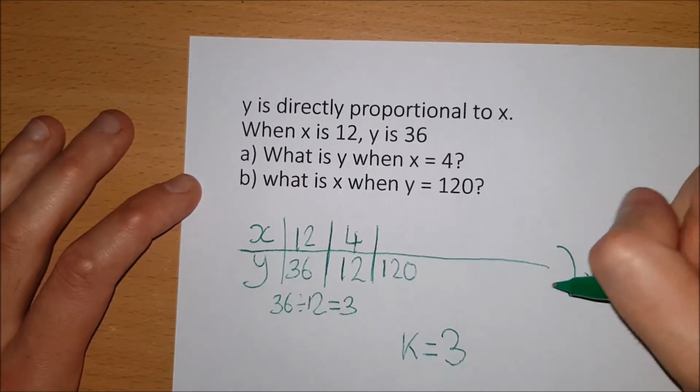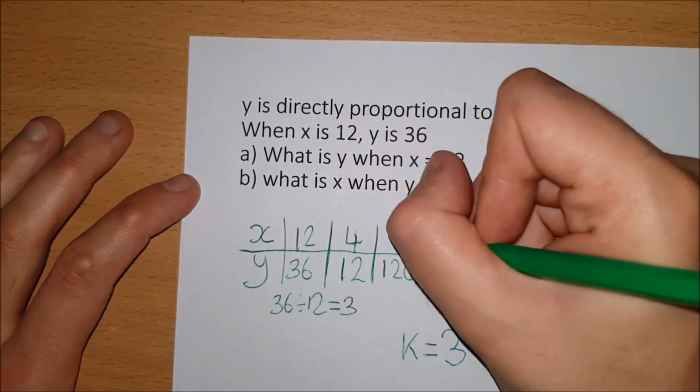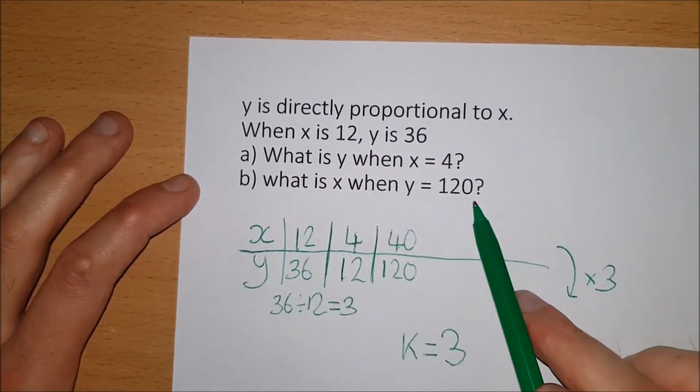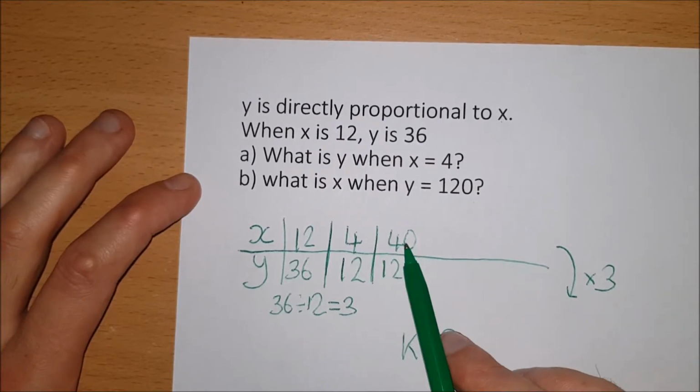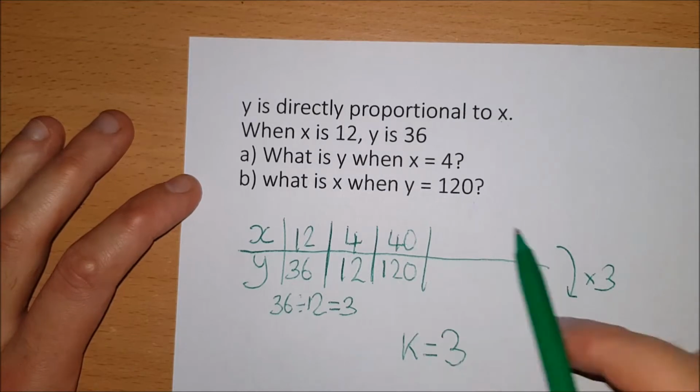So because we're going backwards, we need to divide by 3. 120 divided by 3 is 40. So what is x when y is 120? Well, x is 40 in this case. And we should be able to use that link to find any of them.